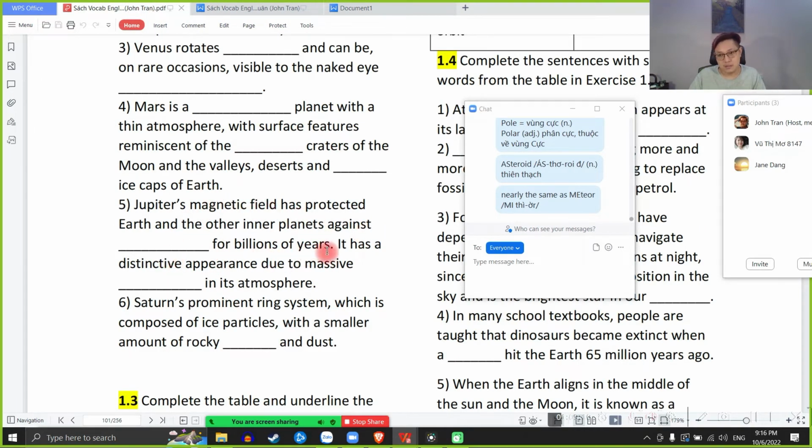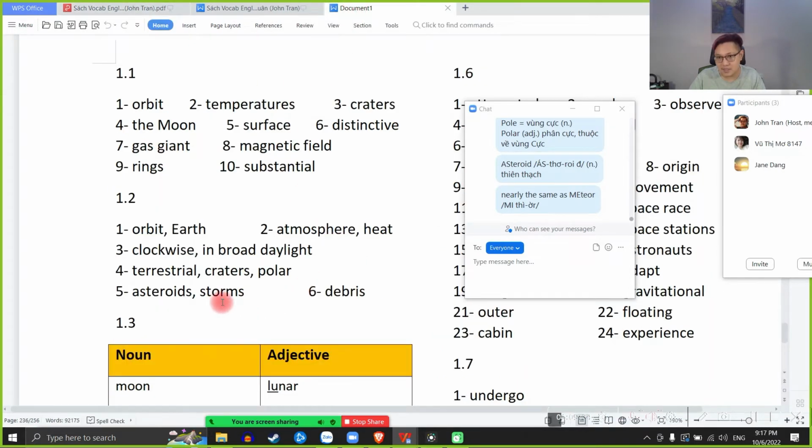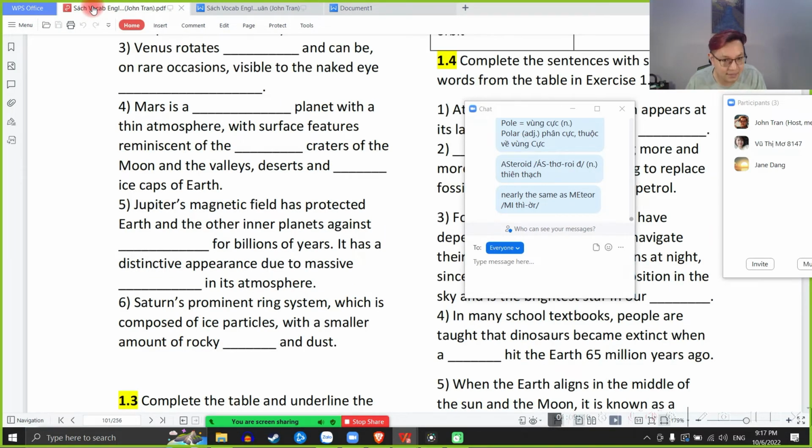Against asteroids for billions of years. Cái từ trường của sao Mộc á, nó đã bảo vệ trái đất và những hành tinh vòng chống lại những cái thiên thạch cho hàng tỷ năm rồi. It has a distinctive appearance. Nó có một cái diện mạo, appear xuất hiện, appearance diện mạo. Distinctive appearance. Due to massive storms, những cơn bão khổng lồ trên cái bề mặt của nó làm cho nó thể ra một cái hình dạng rất là đặc biệt. Number 6.